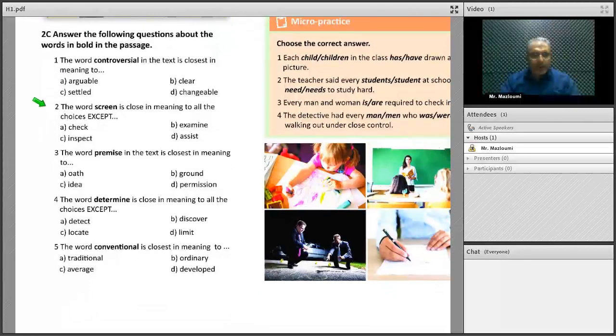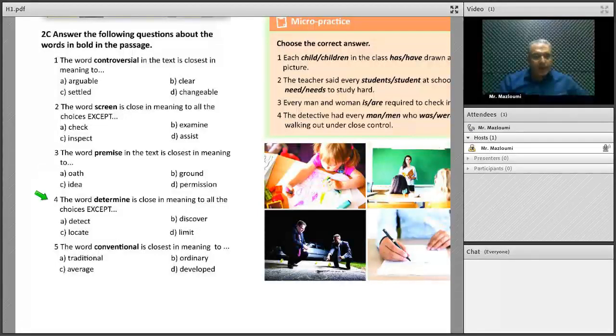Number 2. The word screen as a verb is close in meaning to all the choices except. So, screen means check, it means examine, it means inspect. It doesn't mean assist. Assist means help everyone. Okay, screen. Number 3. The word premise in the text is closest in meaning to. So, as we discussed earlier, premise means idea. Idea.